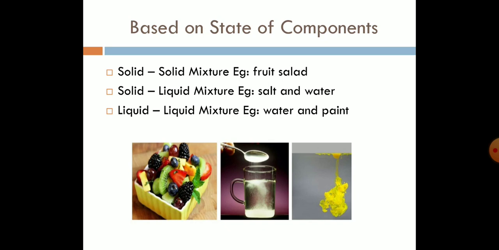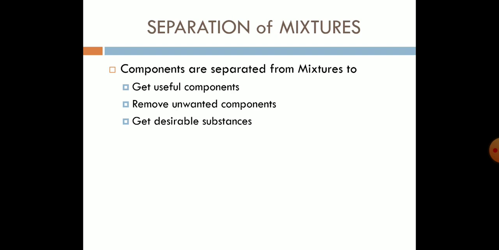Okay, now we are going to see the separation of mixtures. That is how we separate the components from the mixture. Why do you want to separate? Because we want to get the useful components, remove the unwanted components, and get any desirable substances. This is why we do separation. We don't simply do it for no reason. We get useful components, we remove the unwanted components, and we get desirable components.